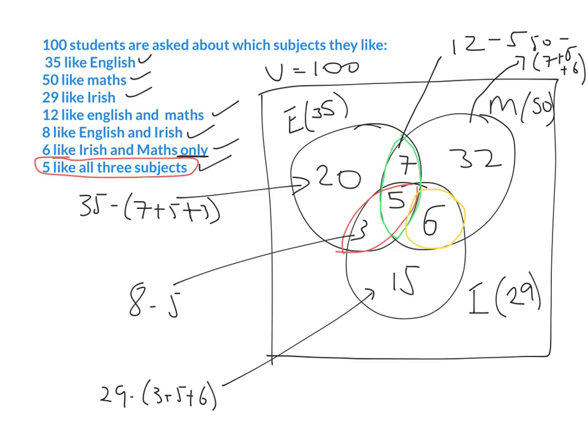The last thing you need to do is to double check that the entire universe has been accounted for. So you need to add up 20 plus 7 plus 5 plus 3 plus 6 plus 32 plus 15, and that gives you 88. You then need to do 100 minus 88, which gives us 12, and that goes into your universe.